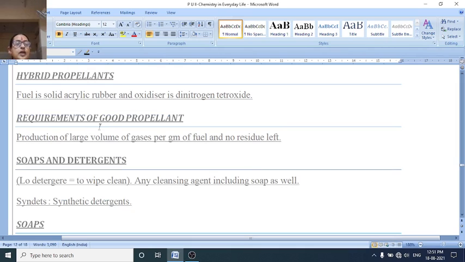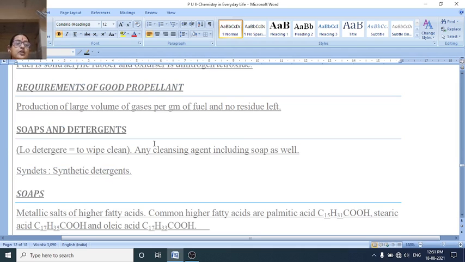Let us know the requirement of a good propellant. Production of a large volume of gases per gram of fuel and no residue is left. Such a propellant is a good propellant.